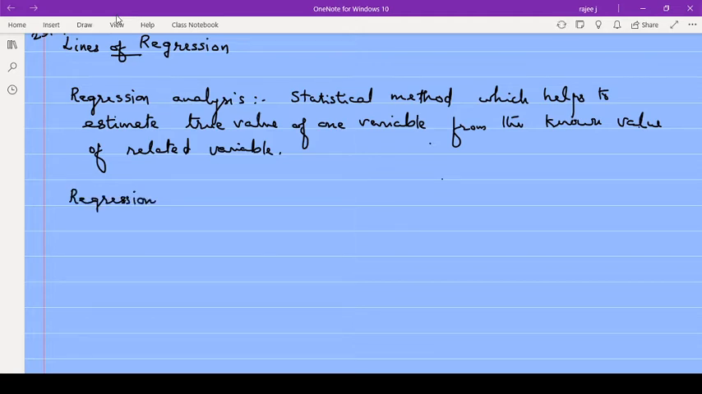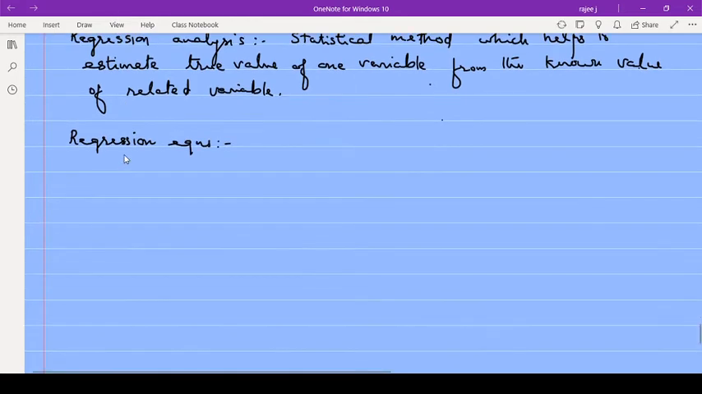There are two types of regression equation. The first one is the regression equation of x on y, or regression line of x on y. It is given by the equation we know, x is equal to a plus by. This is, in coordinate geometry, the equation of a straight line. That same thing is here. So the regression line of x on y, we can write as x is equal to a plus by.